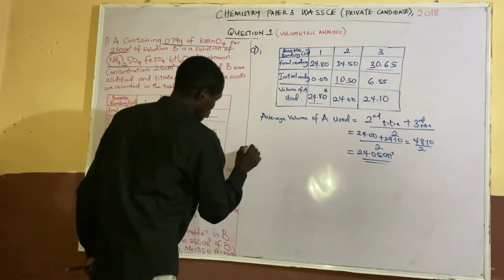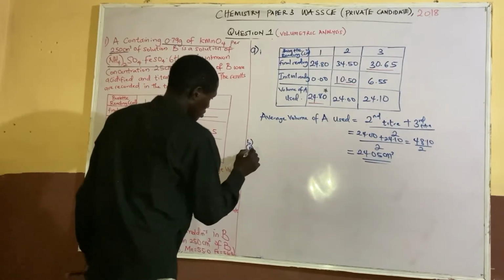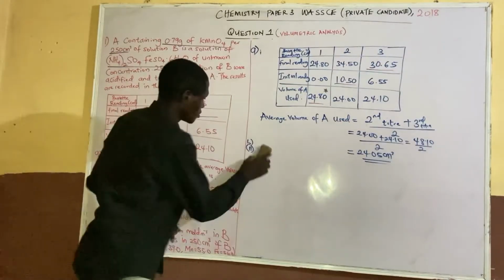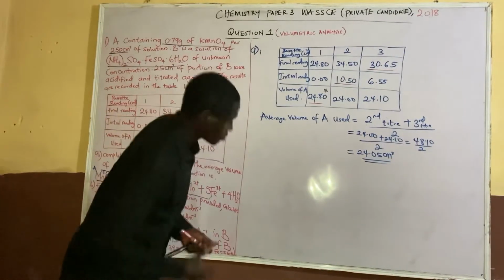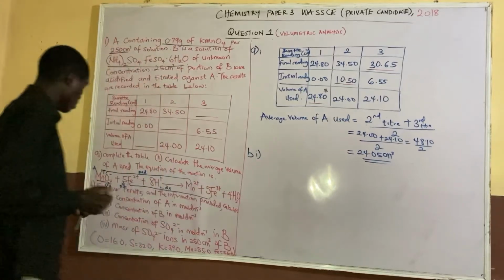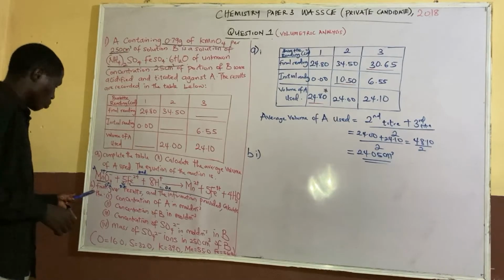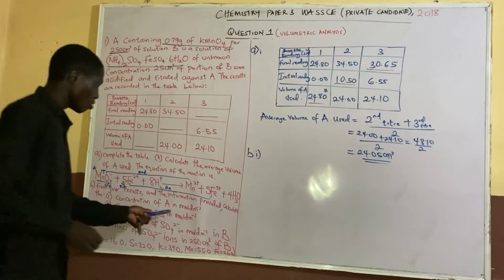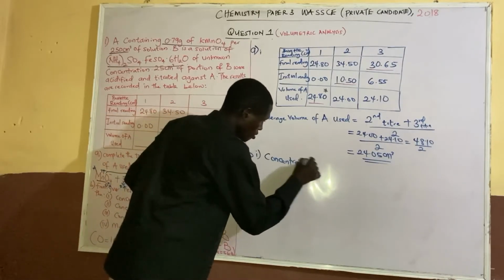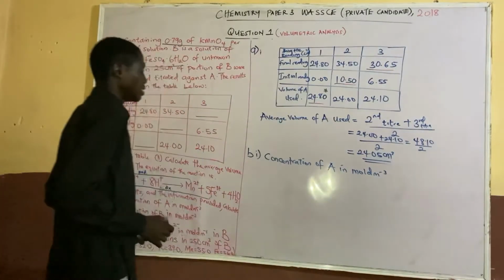Number 2B, question 2B, Roman figure 1 says, calculate the concentration of A in mole per dm cubed. So the concentration of A in mole per dm cubed.